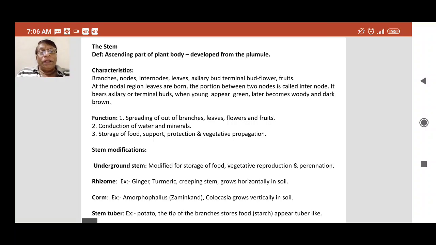ನೆಕ್ಸ್ಟ್, ದೆನ್ ವಾಟ್ ಆರ್ ದಿ ಫಂಕ್ಷನ್ಸ್ ಆಫ್ ಸ್ಟೆಮ್? The following are the functions of stem. Stem normally or generally upholds the branches and helps in spreading of the branches. It holds leaves, flowers, fruits.